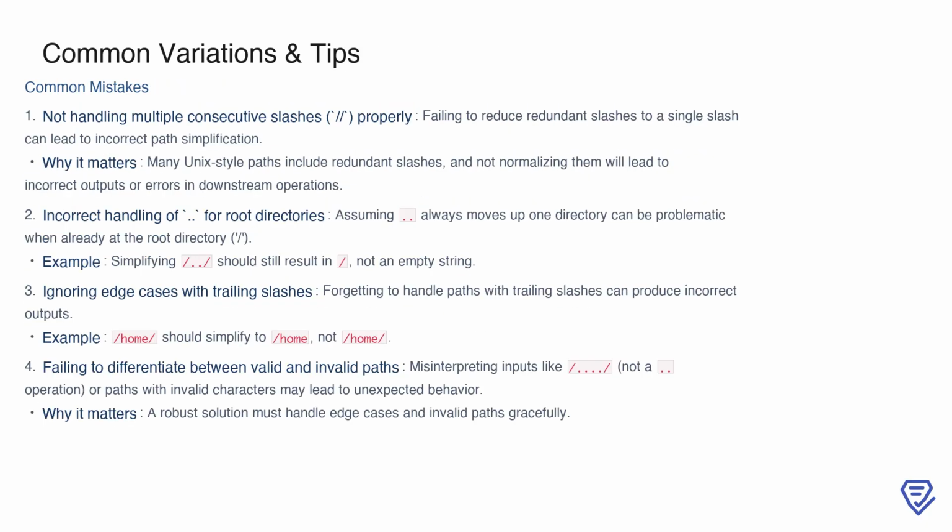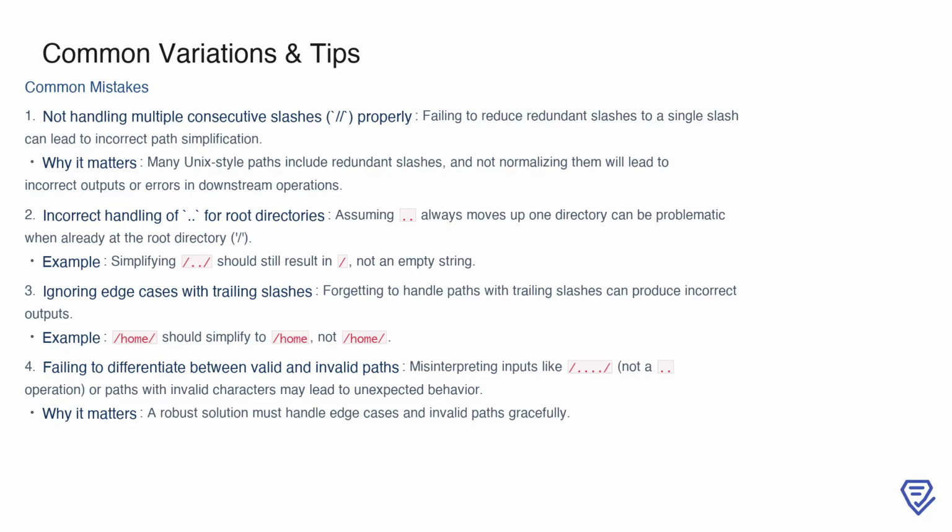When simplifying file paths, there are some common mistakes you should be mindful of. First, not handling multiple consecutive slashes properly is a frequent oversight. For example, the path /home//user should be normalized to /home/user. If you fail to reduce these redundant slashes, your output could be incorrect or cause downstream errors.